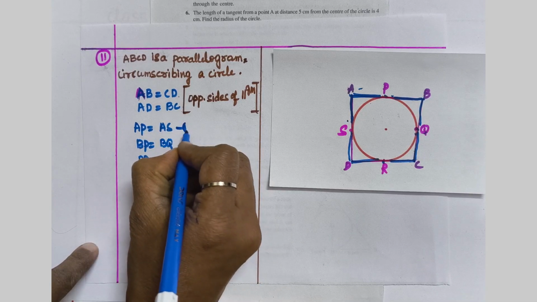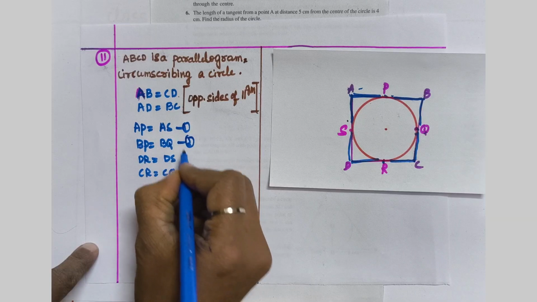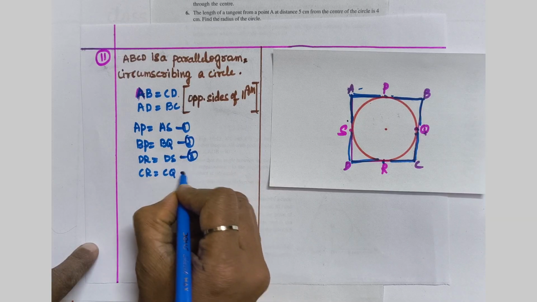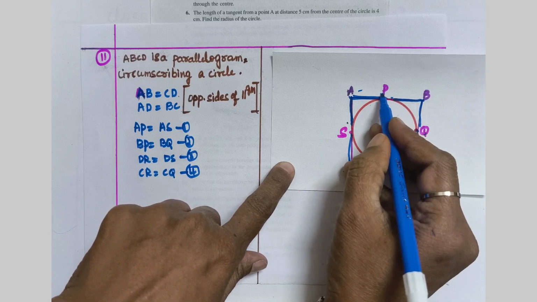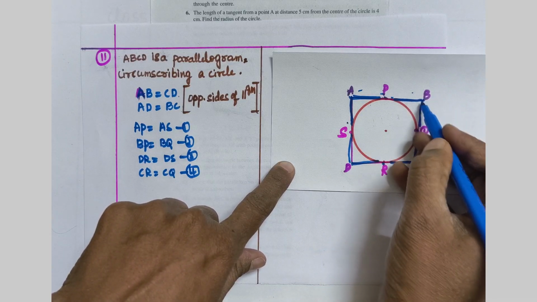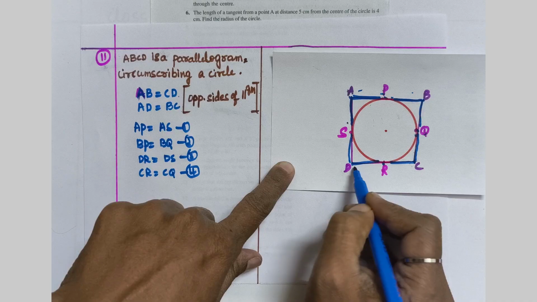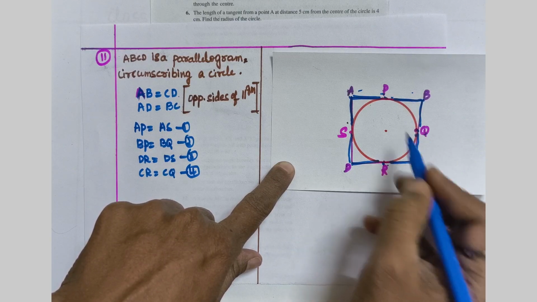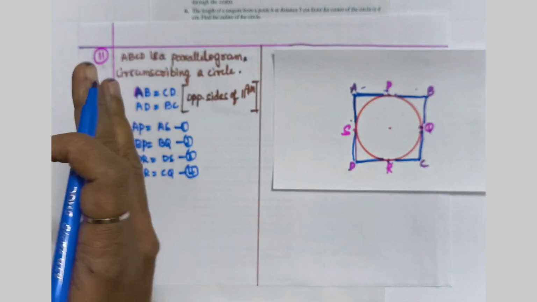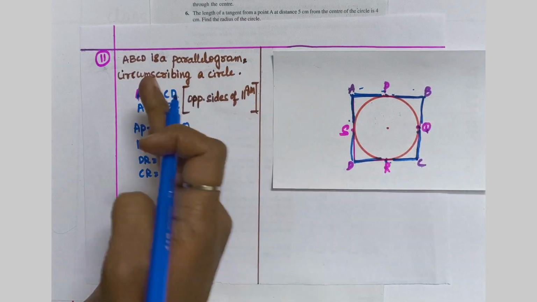This one you take as the first equation, this one second, this one third, this one fourth. How to take the first? I will say here, AP equal to AS. Next you come to this side, BP equal to BQ. Next RD equal to DS. Next RC equal to CQ. So this side you take as the left side, this side you take as the right side.